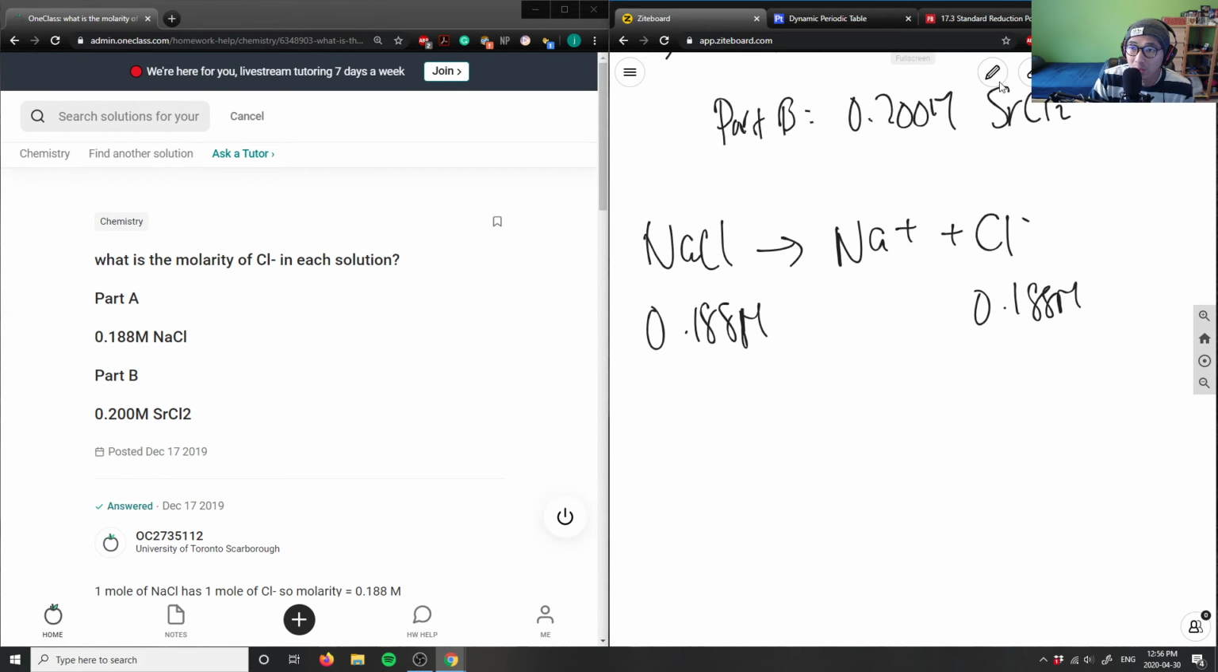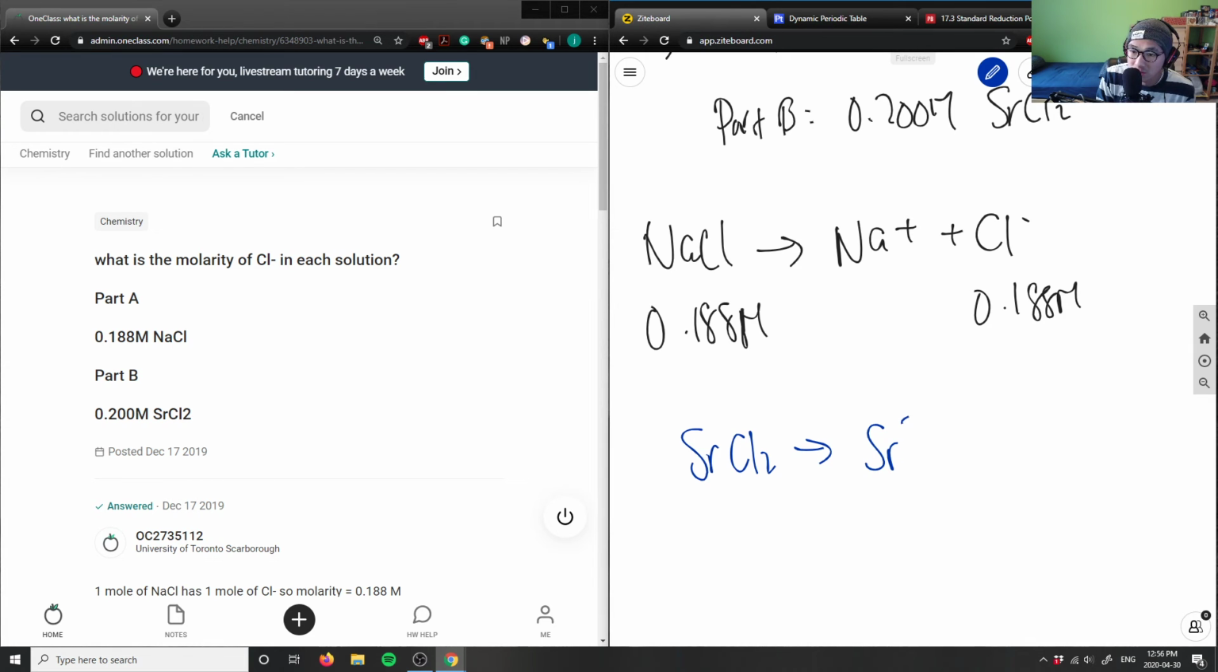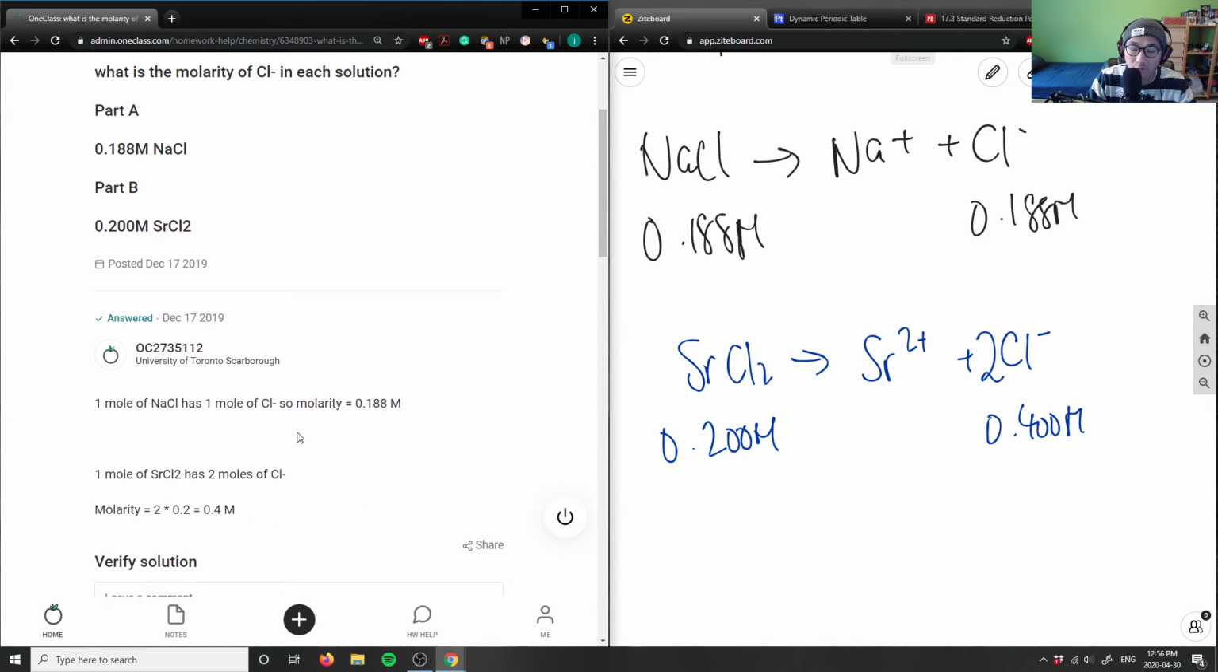And then finally for part B, let me do some blue. I have the strontium chloride. It's going to dissociate into Sr, which is 2 plus, and Cl minus. I'm going to have to balance this chemical equation first. There's going to be a 2 here. So I have 0.200 molar here, and my concentration of chloride is going to be 2 times 0.200, which is 0.400 molar, to get my concentration of the chloride ion here. So the solution is correct, 0.188 and 0.400 molar.